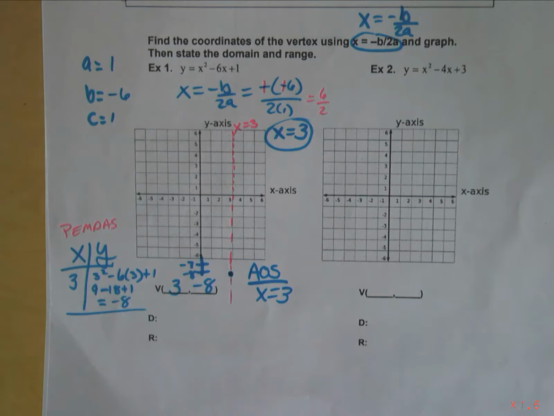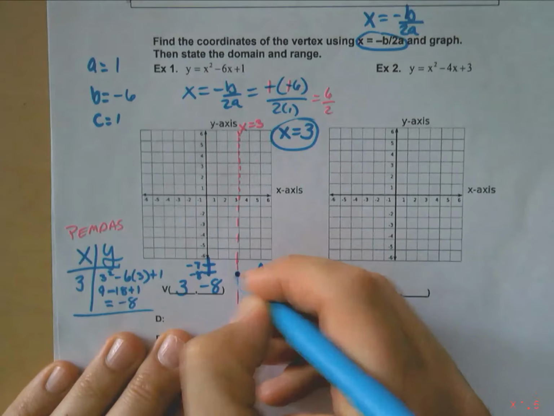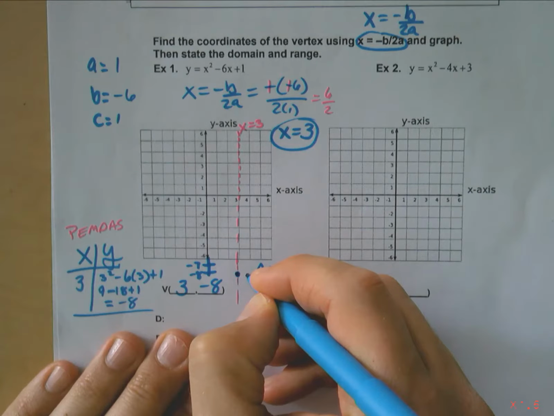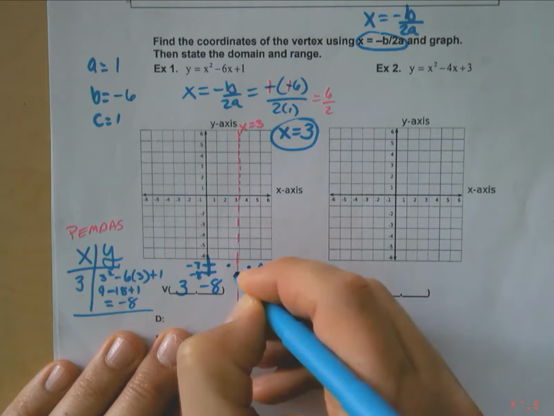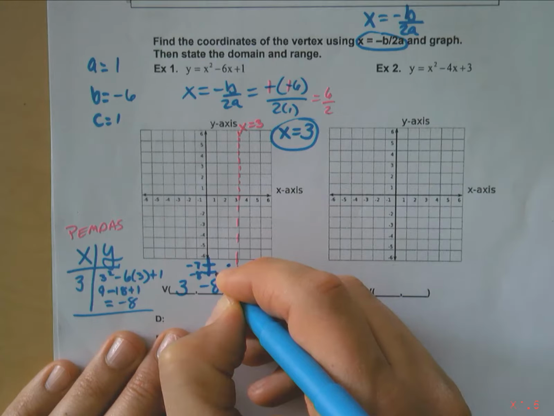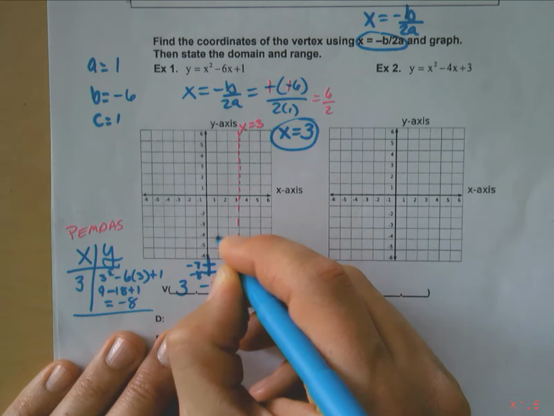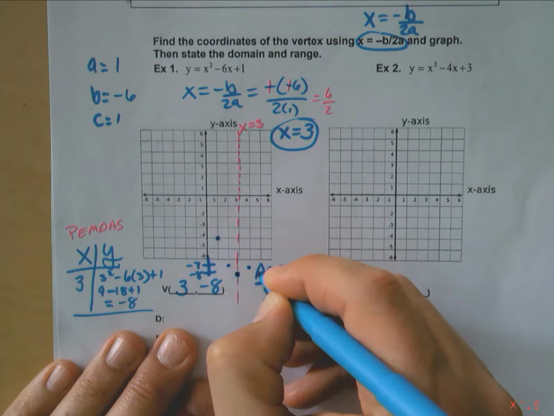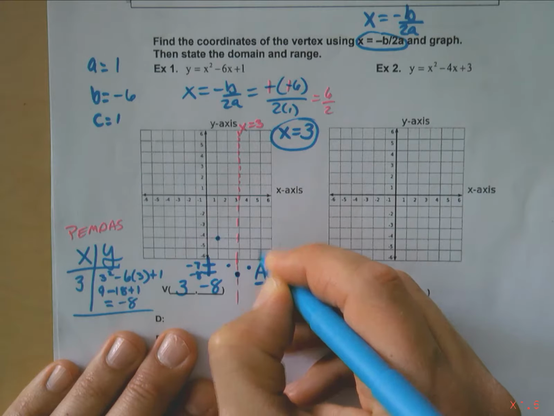All right, so let's go ahead and graph this thing. So normally my parent function, it's over 1 up how many? Over 1 up 1. Over 1 up 1. Over 2, 1, 2, up how many? What's 2 squared? 4. 1, 2, 3, and 4. Over 1, 2, up 1, 2, 3, 4.